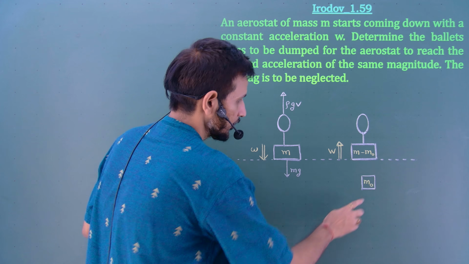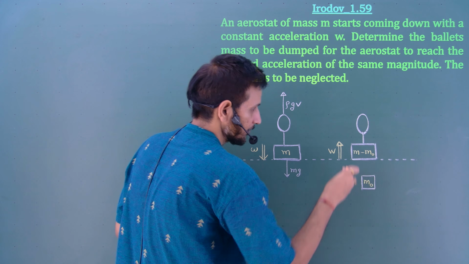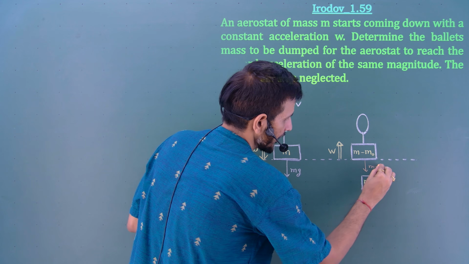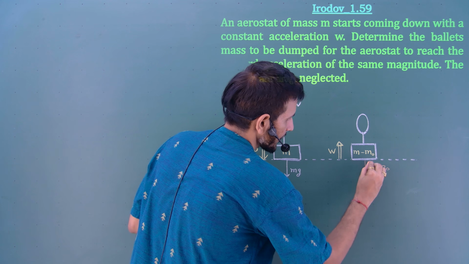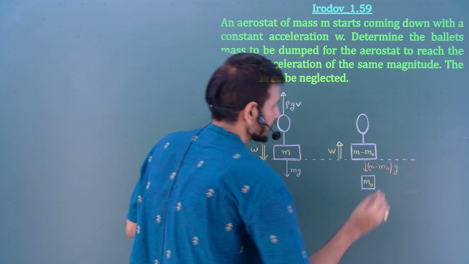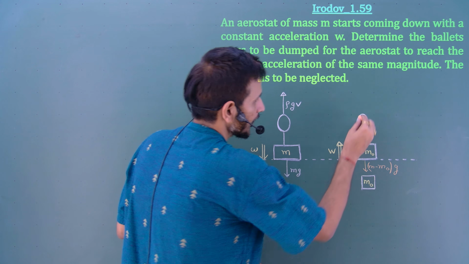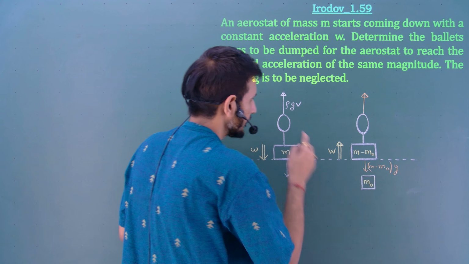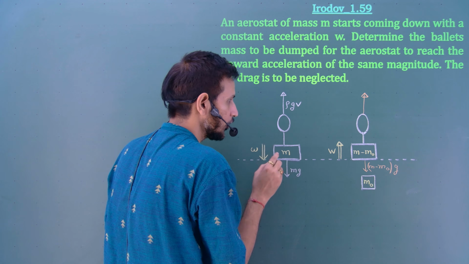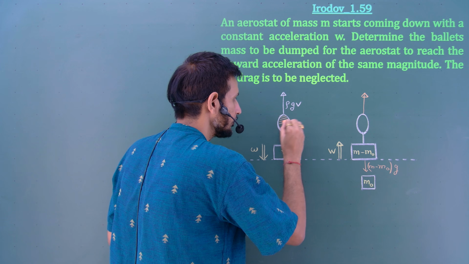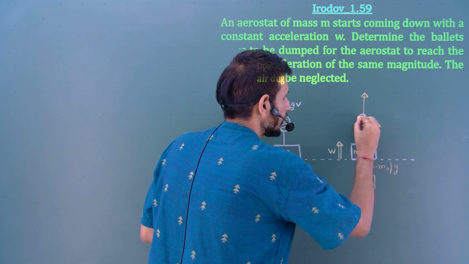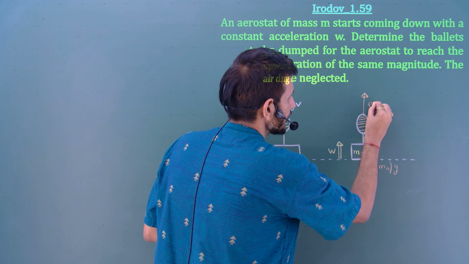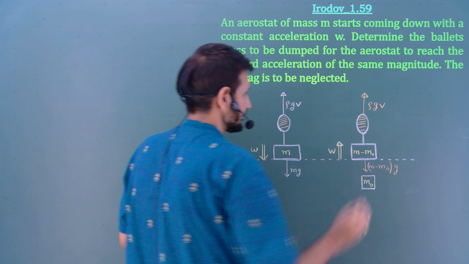Now when m naught mass is detached from this system, the force due to gravity is (m minus m naught) into g. What is the buoyant force? Buoyant force does not depend on the mass of this system. Buoyant force only depends on the volume of this balloon. So the volume of this balloon remains the same, so the buoyant force is again rho g into v.